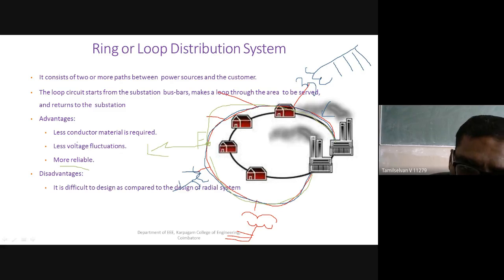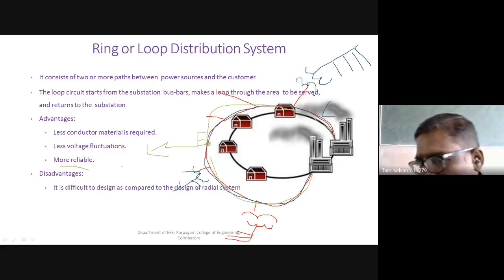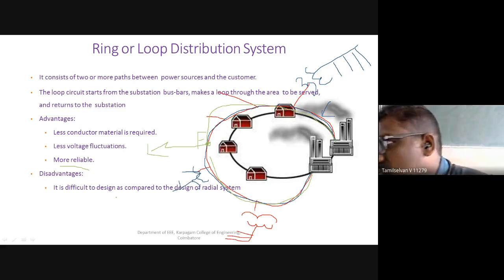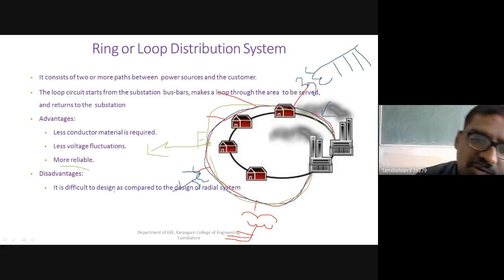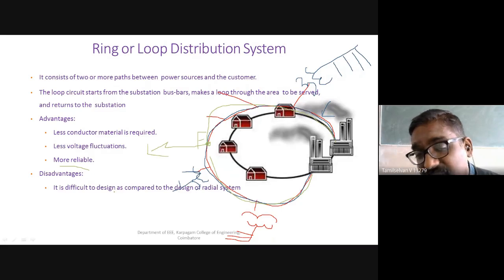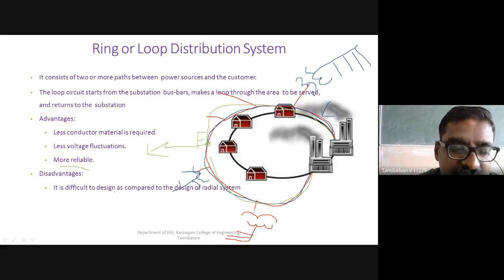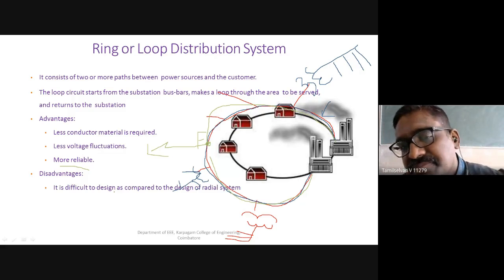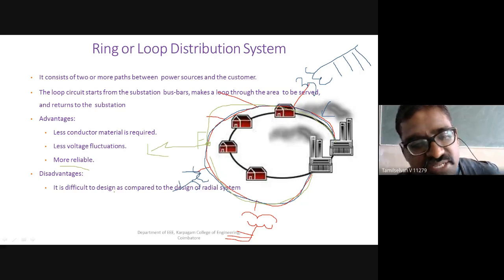So less conductor material will be required, and there will be less voltage fluctuation. Each distributor will have its own transformer, so that the voltage is maintained more or less constant. But that may differ depending on whether the distributor is fed from one end or from two ends. Based on that, the voltage variations will be there.